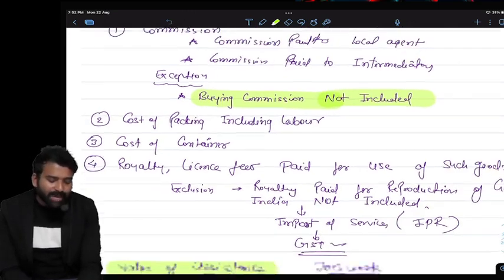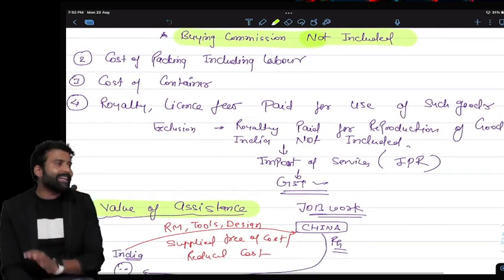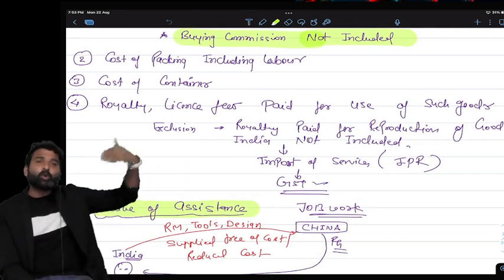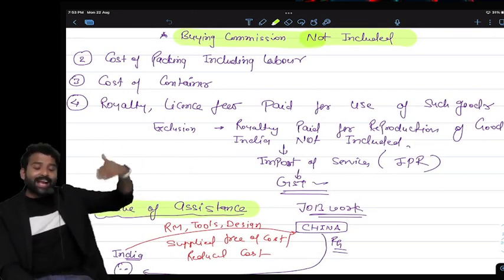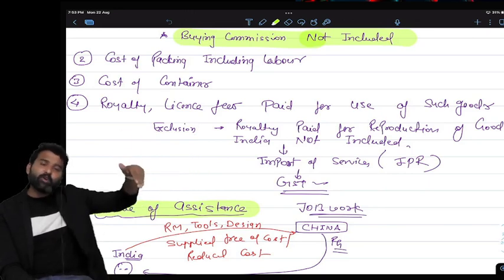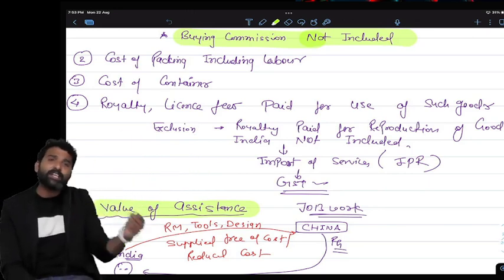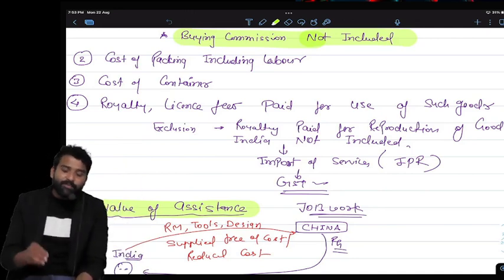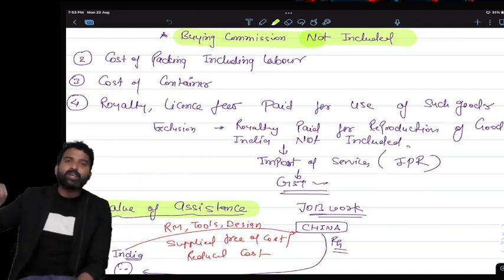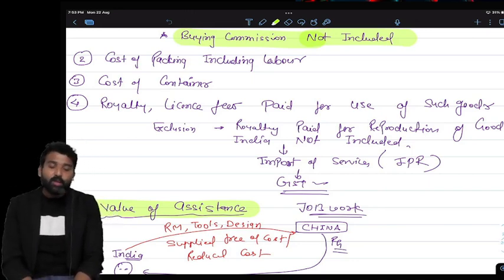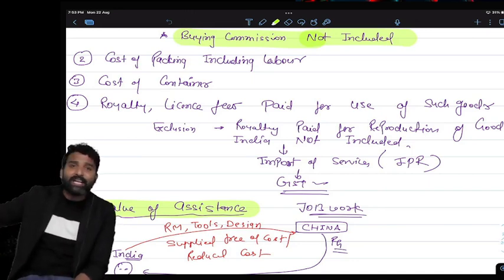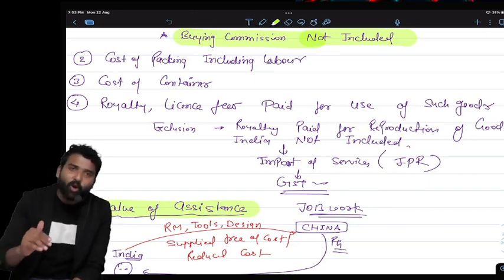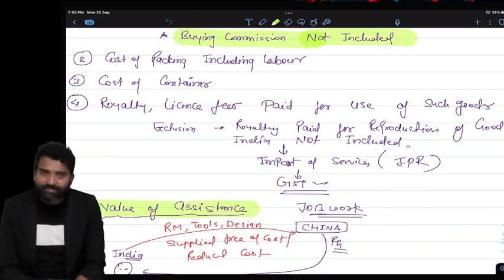Next thing I will be adding is royalty and license fees. Other than the price, if I have to pay the royalty or the license fees for the use of the goods, of course that will also be added because it is a cost of my goods. It is the cost of bringing the goods to India. Even if I am paying the royalty for use, actually it is to purchase the goods in India. So other than the price, if I have to pay the royalty for usage or the license fees for the use, that will also be added in my customs valuation.